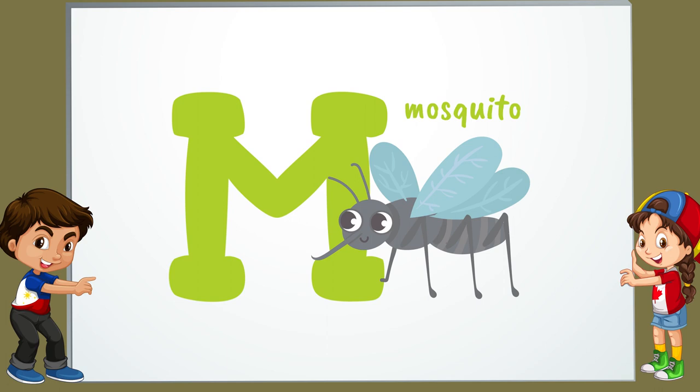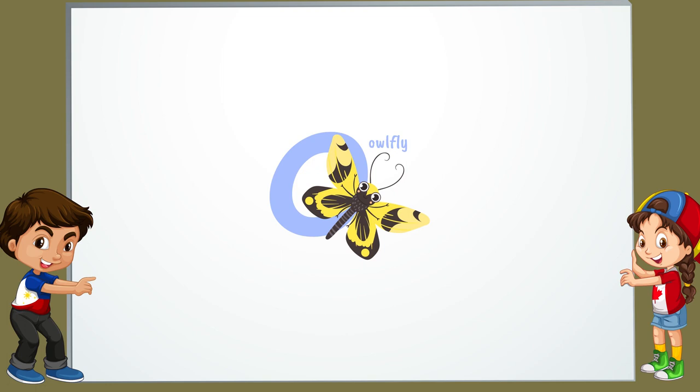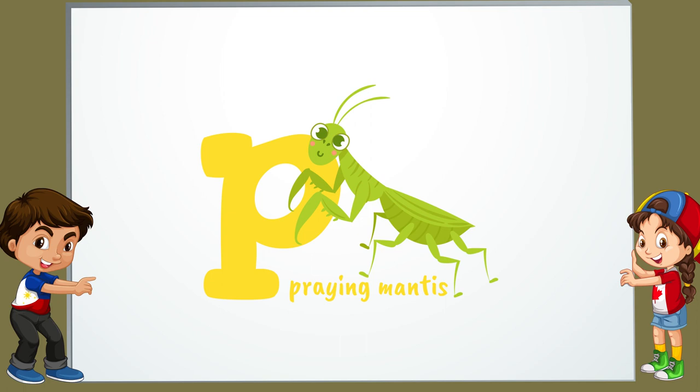M for mosquito. M, O, S, Q, U, I, T, O, mosquito. N for netwing. N, E, T, W, I, N, G, netwing. O for owlfly. O, W, L, F, L, Y, owlfly.